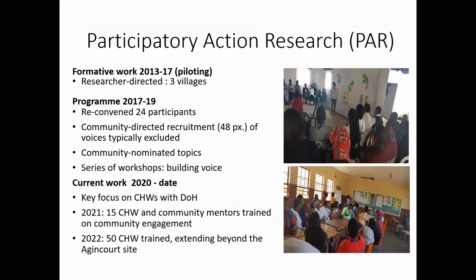So our formative work started in 2013 to 2017, whereby we were piloting in 3 villages. The topics were researcher directed. And from 2017 to 2019, we had 24 participants, which were reconvened. From then, we had community directed recruitment of 48 participants. The community also nominated topics. We had a series of workshops, and the aim of those workshops was to build a voice.